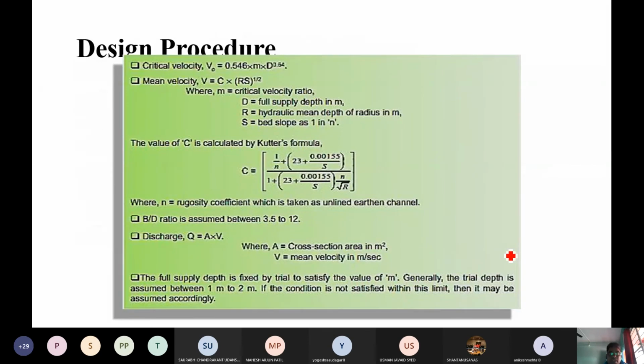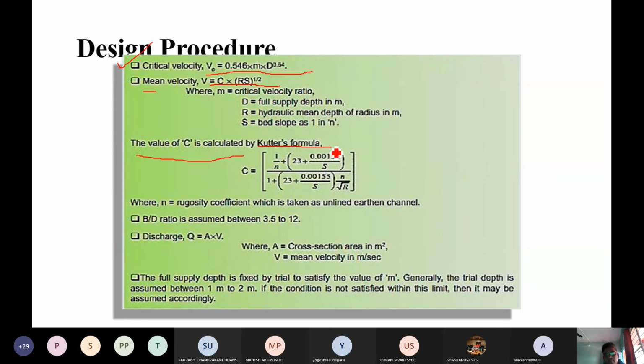So according to this design of the unlined canal on alluvial soil, let us see one example. Note down all the equations. That is, critical velocity defined by the parameter V0 is equal to 0.546 m into D raised to 0.64. Mean velocity as per Chezy's formula, V is equal to C root of RS. The value of C is calculated by Kutter's formula.